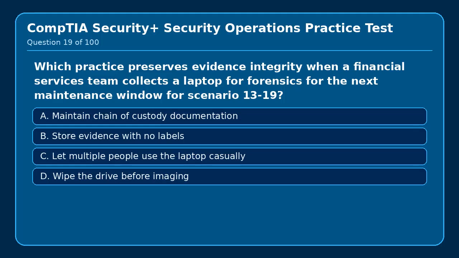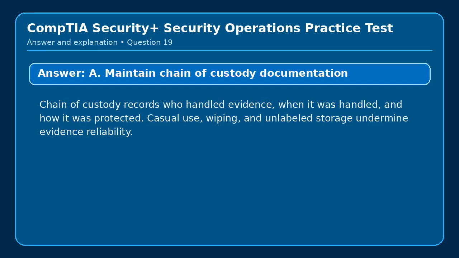Question 20. After restoring service, what should a remote sales group perform to prevent the same incident from recurring during a quarterly review for scenario 13 to 20? A. Cancel all future testing. B. Root cause analysis. C. Ignore the original weakness. D. Delete lessons learned notes. Take a moment to choose your answer.